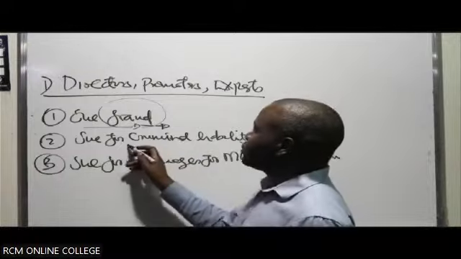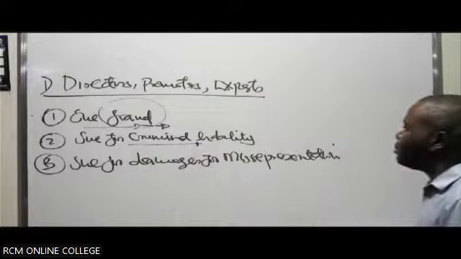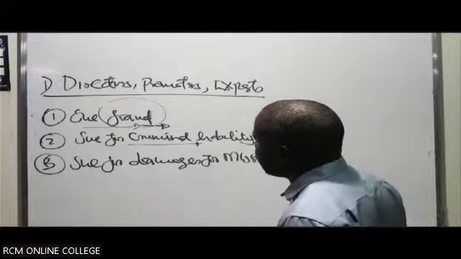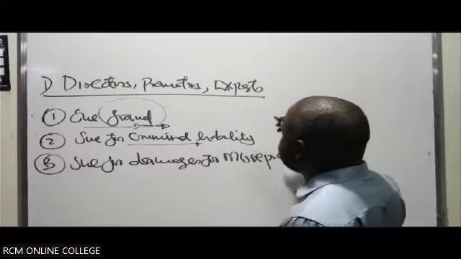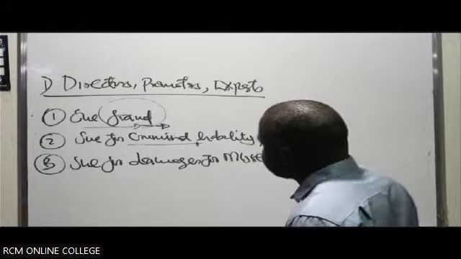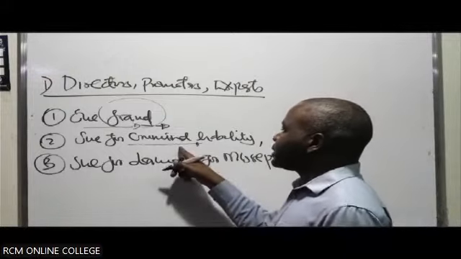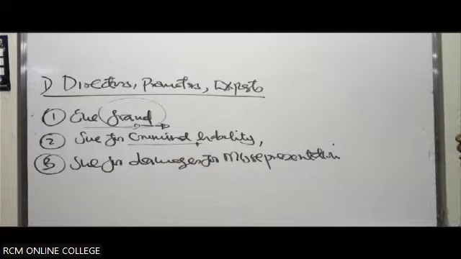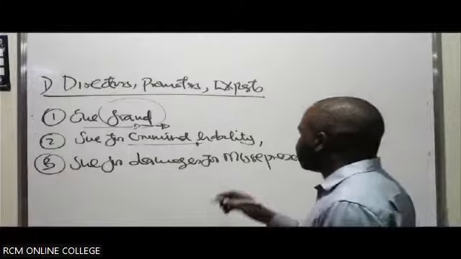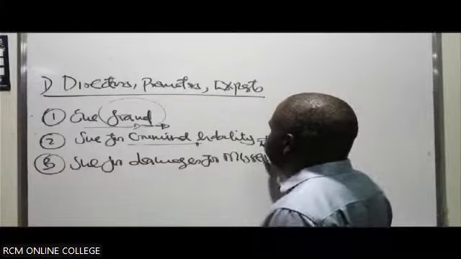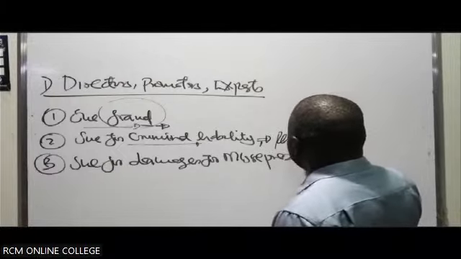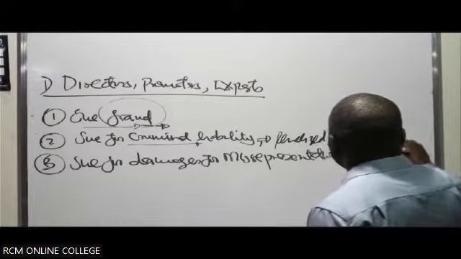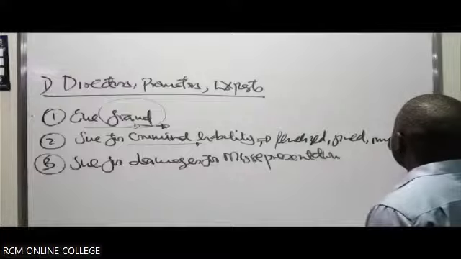Then criminal liability. If they breach any requirements of any statute law as directors, promoters, or experts, then the person who has suffered loss can sue for what? For criminal liability. As a result of this, these parties will likely be penalized. They can be fined, or they can be imprisoned.